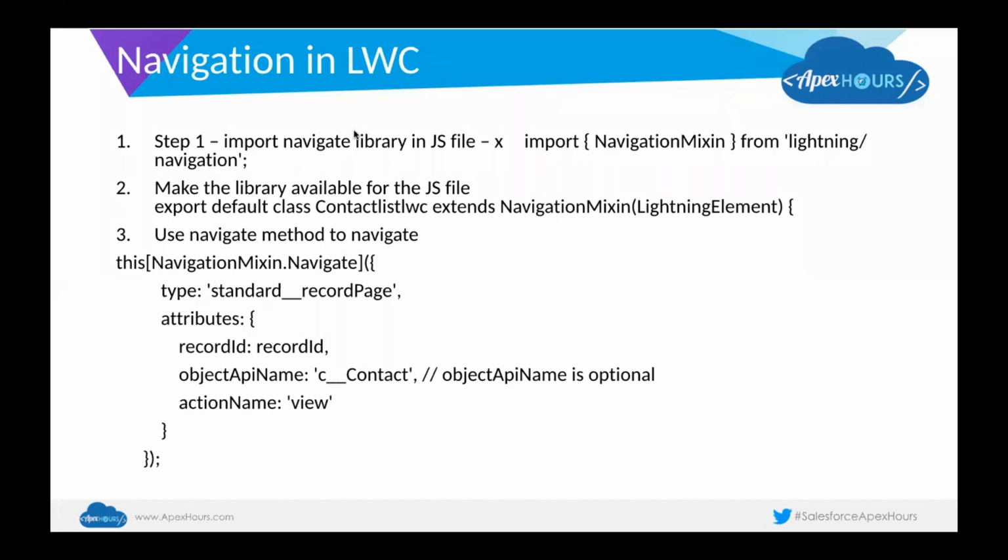Navigation is also an important topic of lightning web component, because inside our lightning web component we have a completely different library. For this, we need to follow three steps. One is we need to import the method from the lightning navigation library, and the method name is NavigationMixin. Inside this we will be getting two methods, one is navigate and the other one is generateUrl. We are mainly going to focus on navigate today.